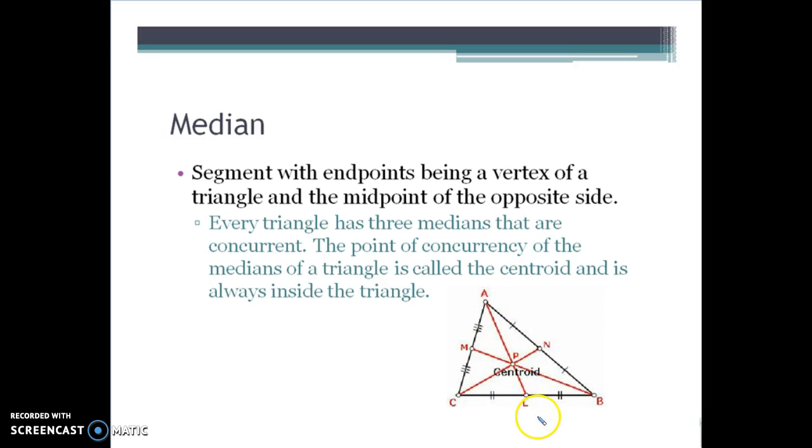Every triangle has three medians that are concurrent, which means they all intersect at one point. The point of concurrency of the medians of a triangle is called the centroid and is always inside the triangle. So this point P right in the middle where everything intersects, that's a centroid. Your medians will always intersect at one point.